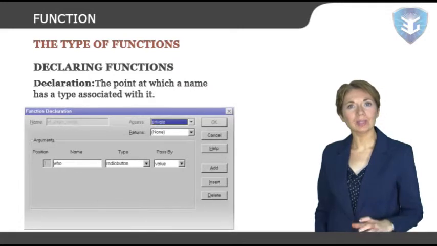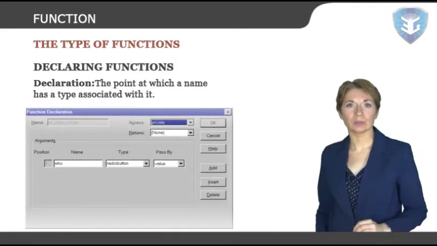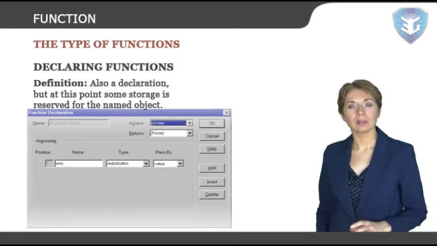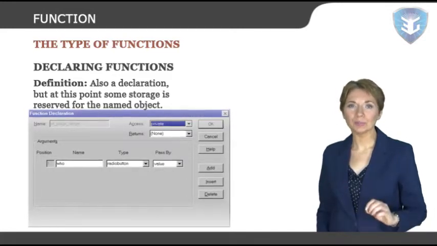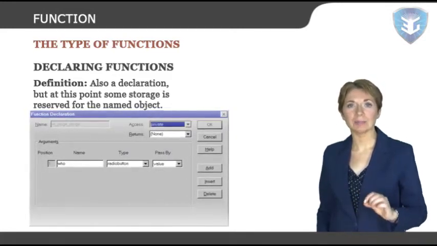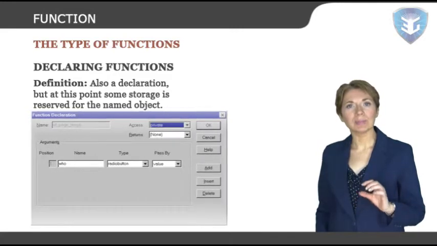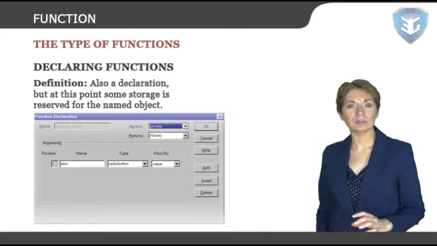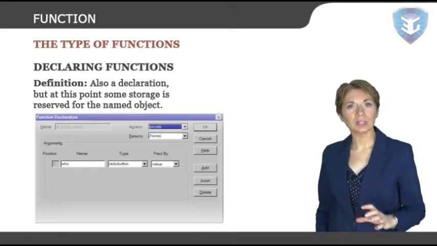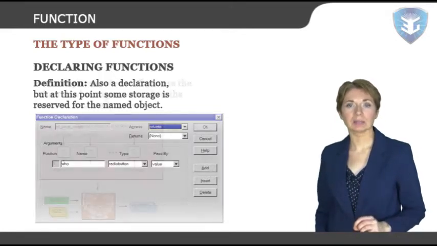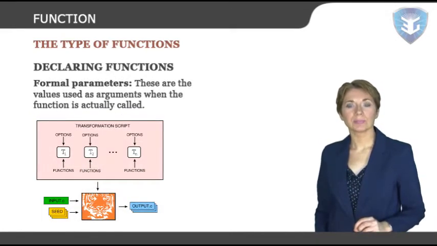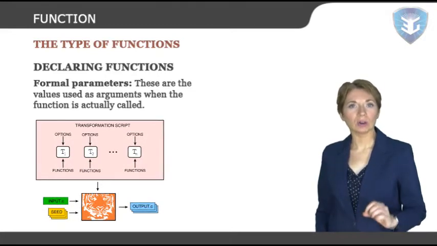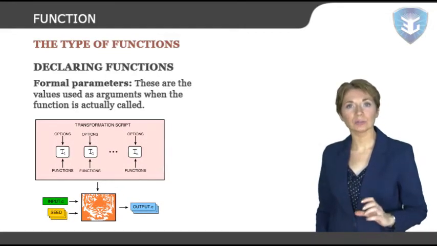Declaration. The point at which a name has a type associated with it. Definition. Also a declaration, but at this point some storage is reserved for the named object. The rules for what makes a declaration into a definition can be complicated, but are easy for functions. We turn a function declaration into a definition by providing a body for the function in the form of a compound statement.